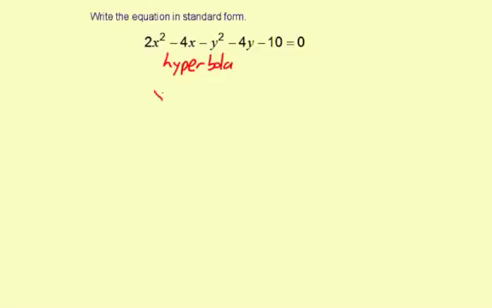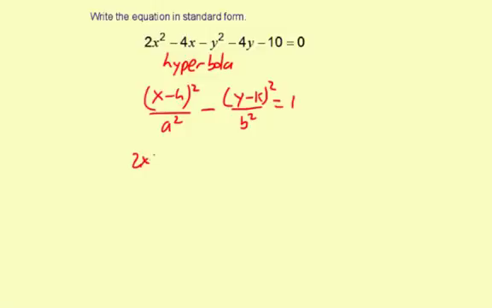And so it should be x minus h quantity squared over something, a squared, minus y minus k quantity squared over b squared equals 1. So that's what we want it to look like. Now if I look at the equation, the terms are already organized pretty well. I'm just going to add 10 to both sides to move the negative 10 over.